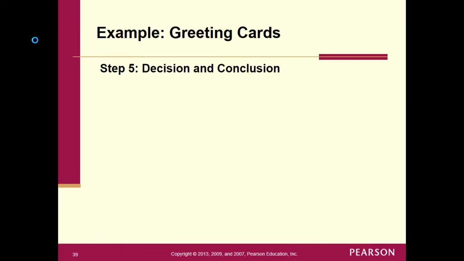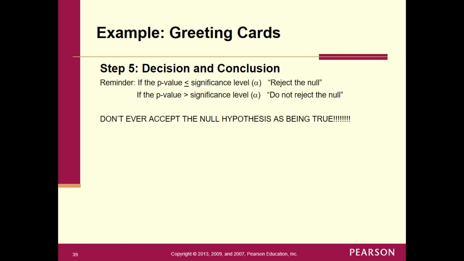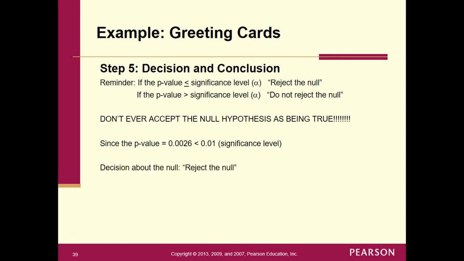Okay, we got to do the decision and conclusion. All right, so we had a p-value of 0.0026. That's less than 0.01. So we're going to reject the null. We think that the statement in the null is wrong and the alternative is correct. Okay, so we don't think that the value in the null is a plausible value for p. Okay, and the alternative we think is correct.